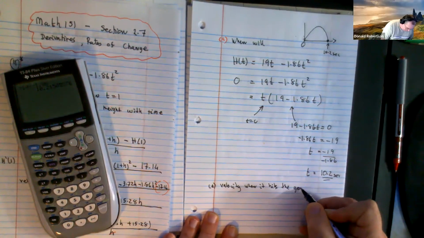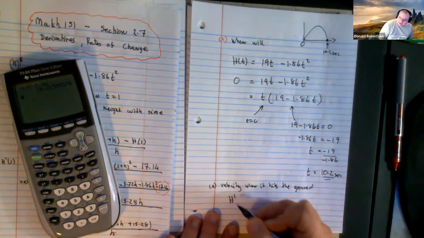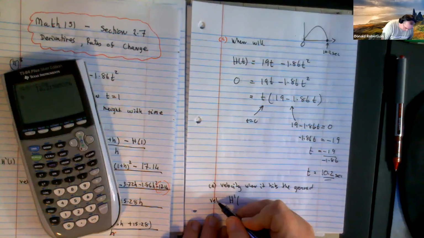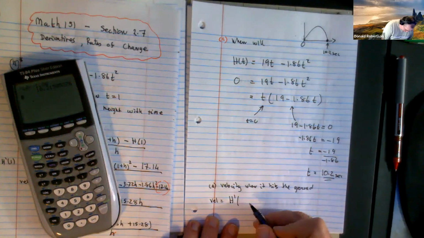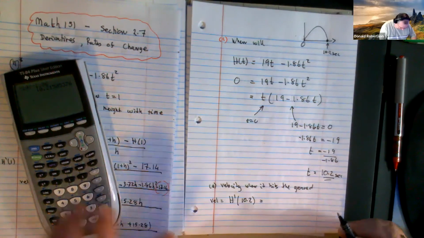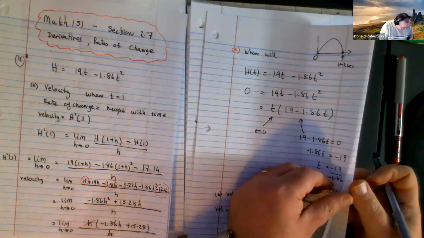And I've already said to you, isn't the velocity just the derivative at any given point? So the velocity in this case is going to be the derivative at 10.2 seconds. And we have a nice formula for that, don't we? I can write it down again.